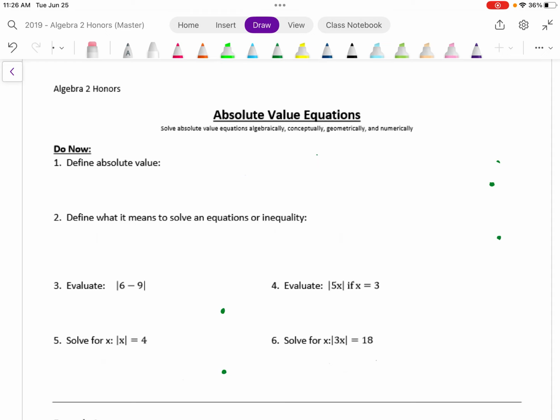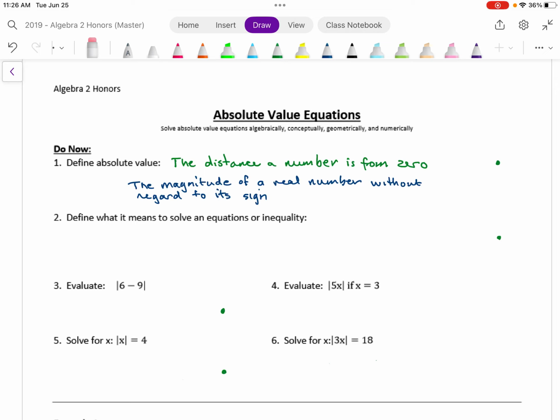The most common definition for absolute value is this one here. This is probably the one you learned in middle school, that it's the distance a number is from 0. That's assuming it's on the number line, and on the number line it's all real numbers. A more technical definition that probably relates to science is that it's considered the magnitude of a real number without regard to sign. That means that if it's -5, the absolute value of that is 5. If it's +5, it's also 5, so you just ignore the sign.